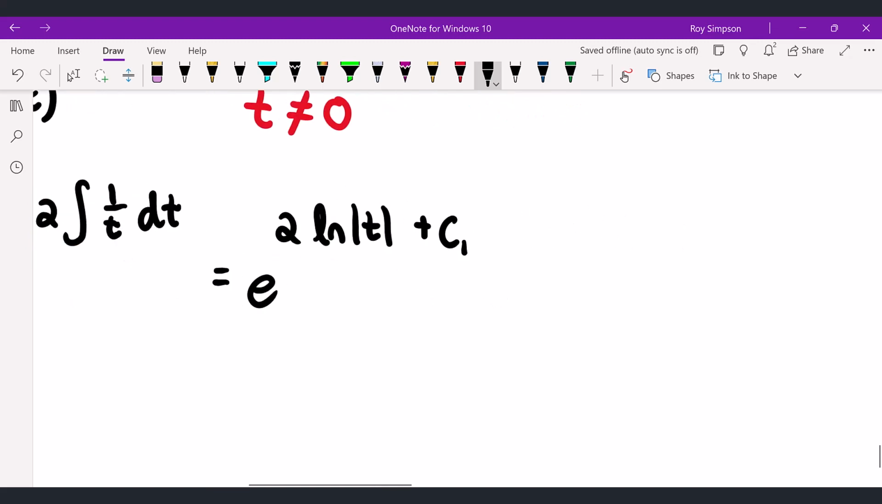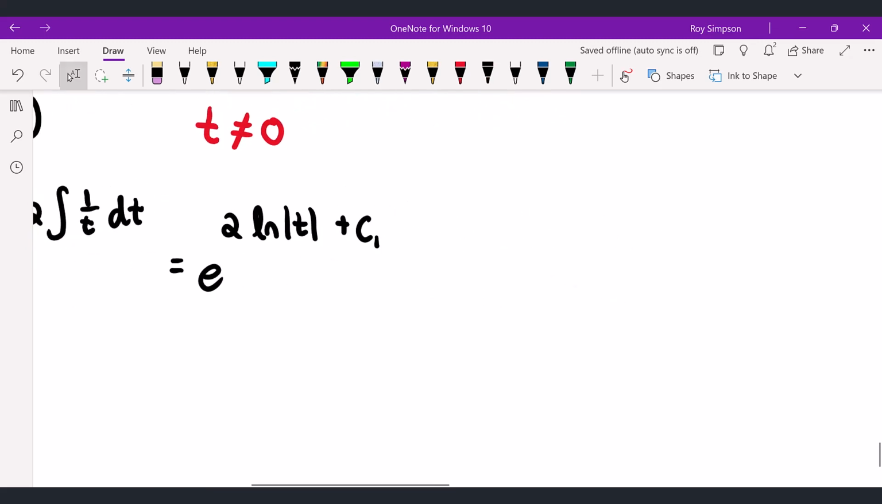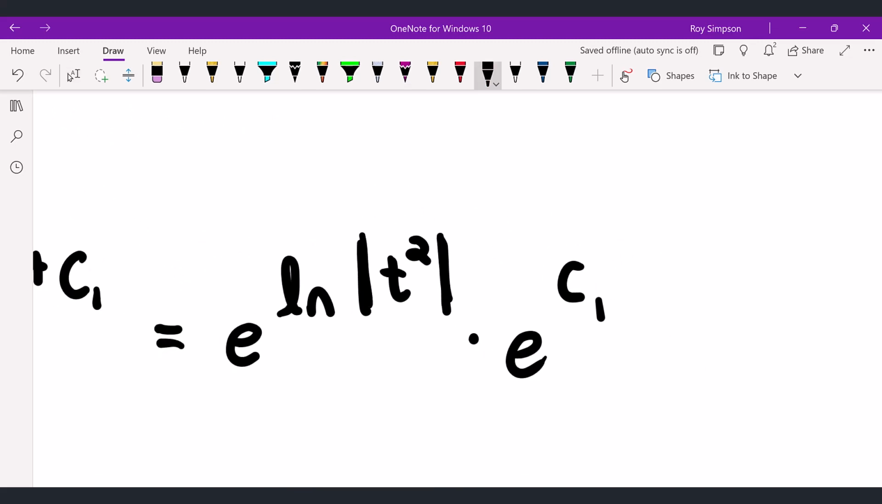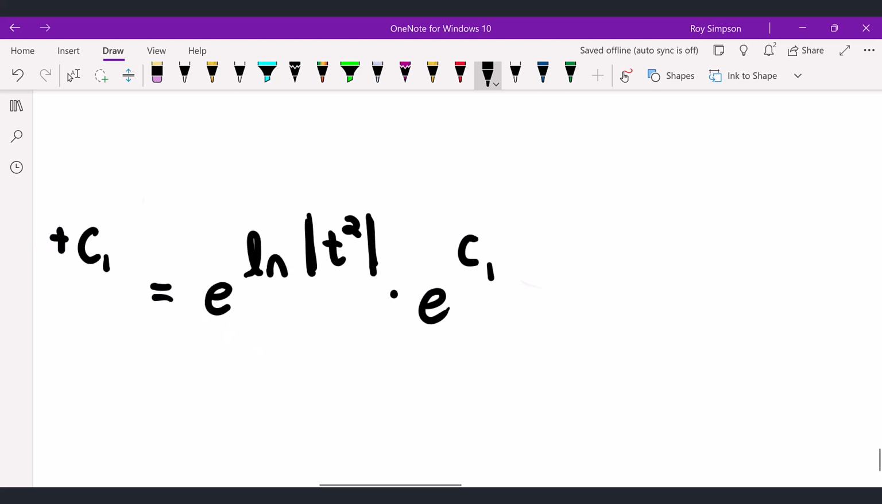And of course, you probably have played this game quite a bit in your differential equations course so far, but this ends up being e to the natural log absolute value of t squared times e to the c sub 1, right? Properties of exponents. And of course, I do realize the absolute values of t squared are unnecessary, but I want to argue in general what you would do. So I'm going to leave those absolute values on there for the moment, even though they're not really necessary for this problem. The e to the c sub 1 power, that's just another constant. So I'm going to call that c sub 2.